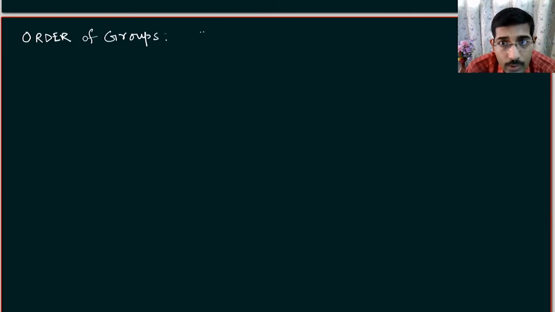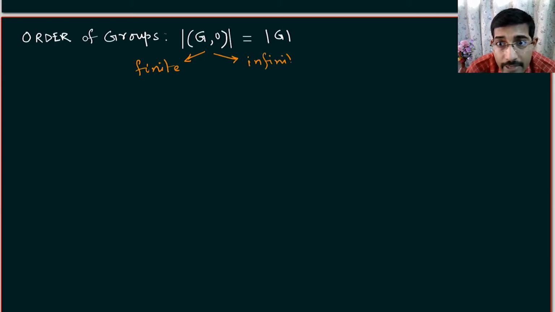So now, since we have declared groups, something we will define is known as the order of a group. This is nothing but the number of elements that are present in the group. So for a group G, we write it in this way, it is the number of elements in G. As you can see, this could be either finite or infinite.